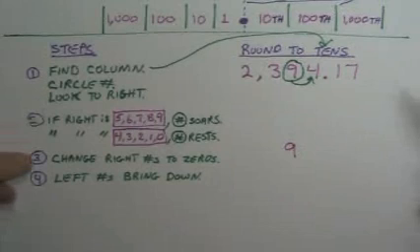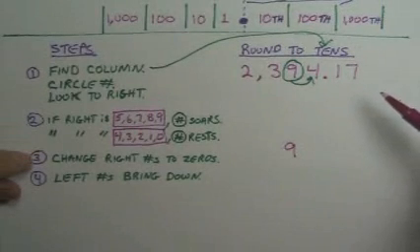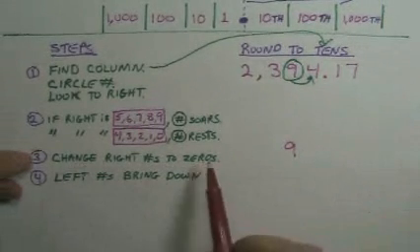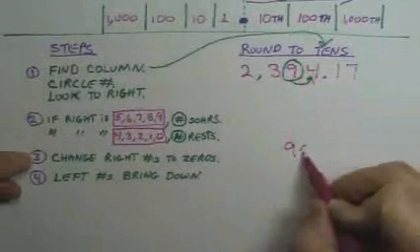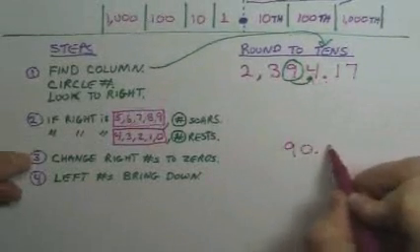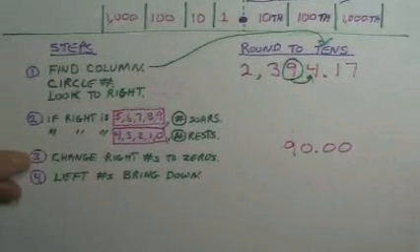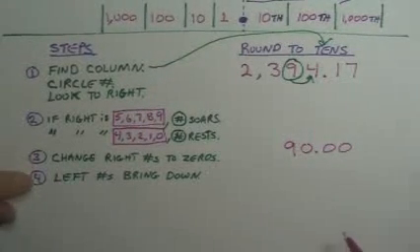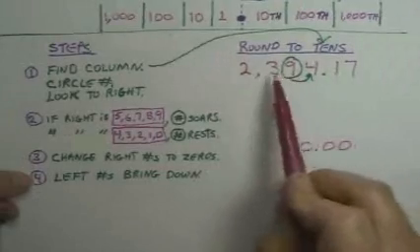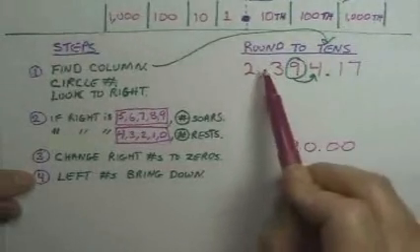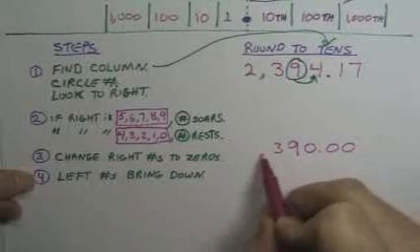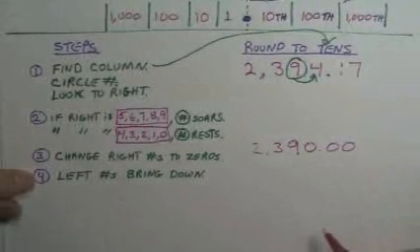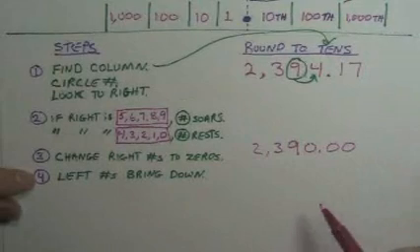All right, now, step 3, change the right numbers to zeros. These are all zeros. We're going to change these right numbers to zeros. Don't forget the decimal point. The left numbers, that's on the left side, bring those down. So I'm going to bring this down. 3 and 2. And there you go. There's your answer.